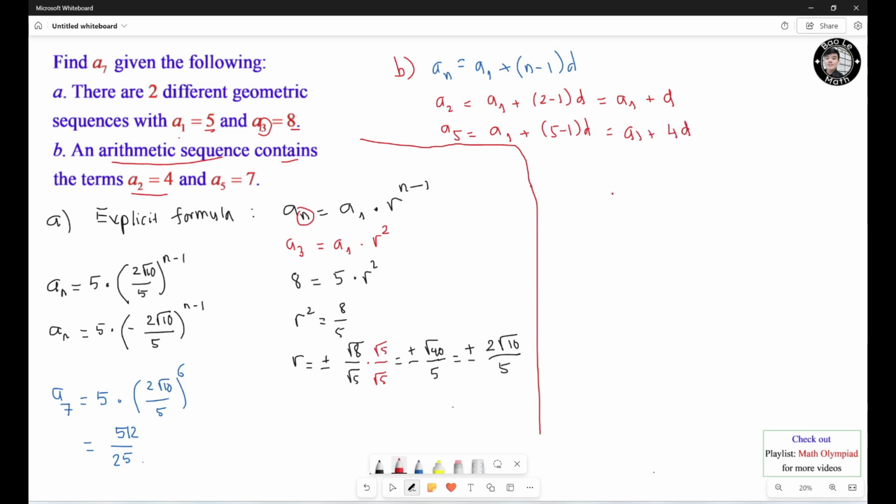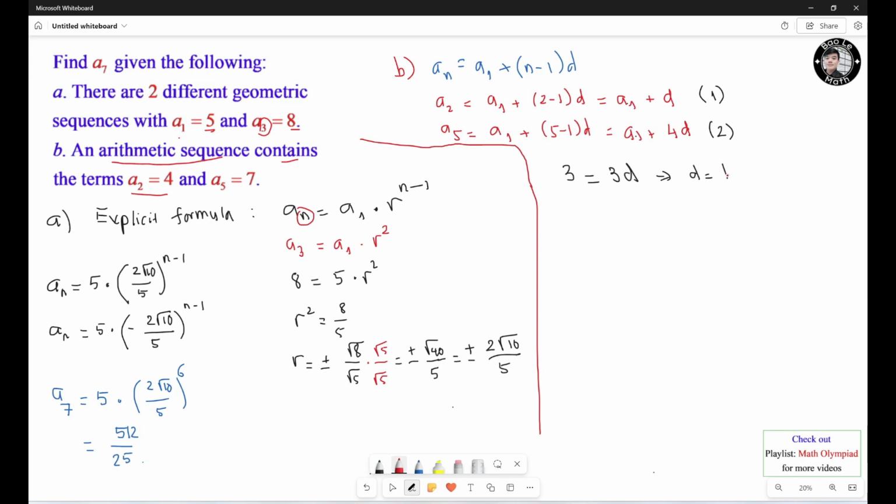Alright, now we're going to solve for D. So we're going to subtract the first equation right here from the second equation. Alright, so A5 subtract A2, which is 7 subtract 4 right here. It's going to be 3 equals A1 subtract A1 right here. It's cancelled out. 4D subtract D is going to be 3D. D equals 3 divided by 3 is going to be 1. So the common difference equals 1.